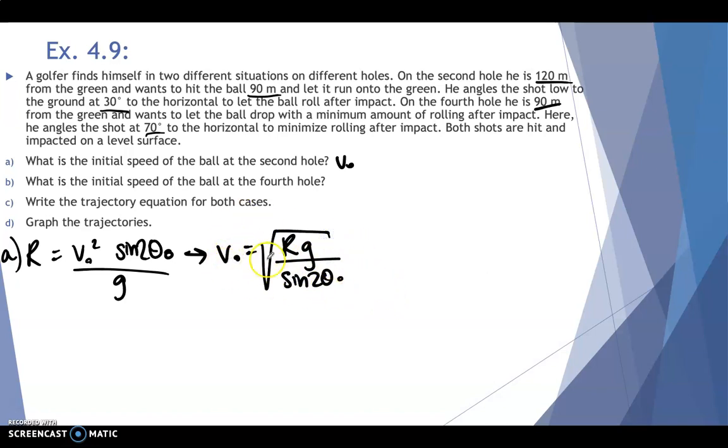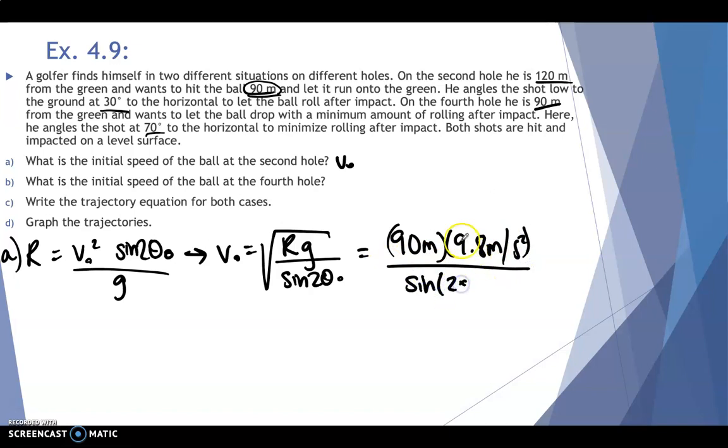Now we can solve for our speed. Our range for this first one is 90 meters, so he wants to hit the ball 90 meters. So this will be 90 times 9.8 meters per second squared over sine of 2 times the angle here, which is 30 degrees, all in a square root.